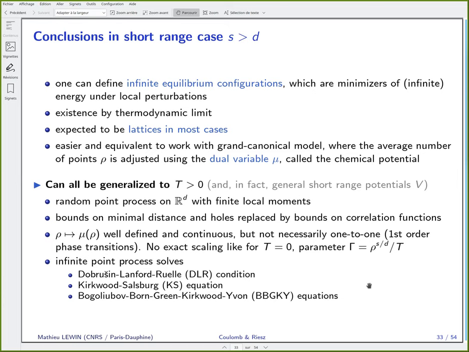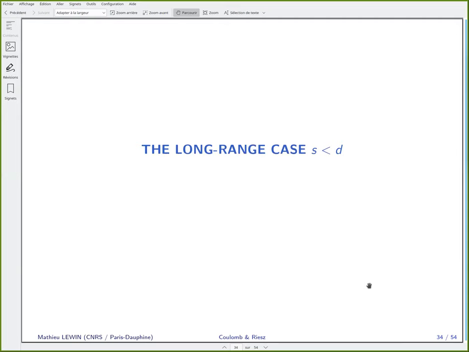So I would like to use my last 5 minutes or so to start the long range case. Okay, so now we would like to do the same. So everything I told you is kind of classical or not very difficult, although maybe it's hard to locate in the literature, but you will find all the references in my paper. Now we would like to do the same in the long range case. And now everything becomes really much more complicated. But we will try to follow the same path.